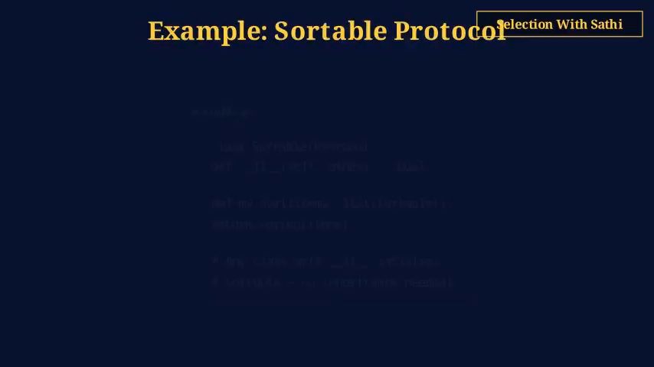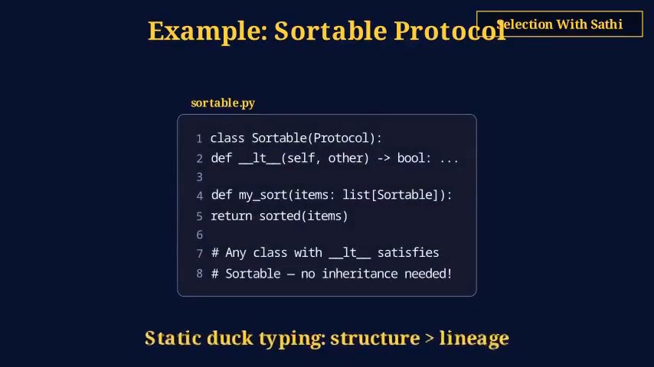Now let's define a Sortable protocol. Class Sortable inheriting from Protocol with a single method, __lt__ returning bool. We write a function my_sort that takes a list of Sortable items. Any class that implements __lt__ automatically satisfies this protocol. No inheritance needed. The type checker verifies structural compatibility. This is static duck typing in action.